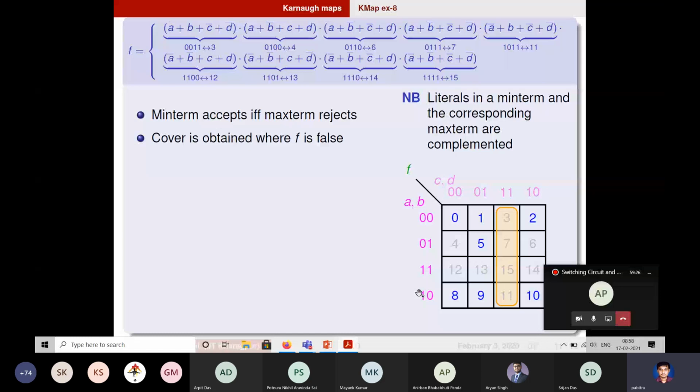Right. So now we'll use the same thing. We'll try to form cubes covering as many false min terms as possible. And then we'll reduce it in exactly the same way as before. Only one difference, because my final expression will also be in the product of sum form.